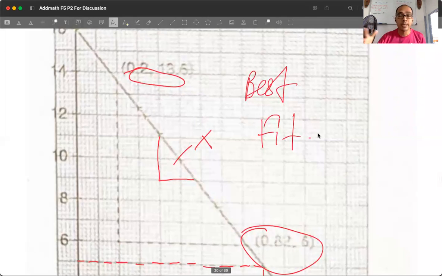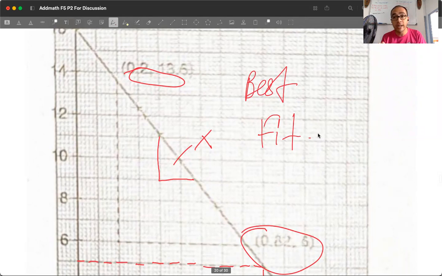Because the axes and the scale are already given, you cannot use a different scale. You have to follow the scale in the question. What they do is take the plastic and put it on top of your graph, to see if your graph has the same best fit as their graph.